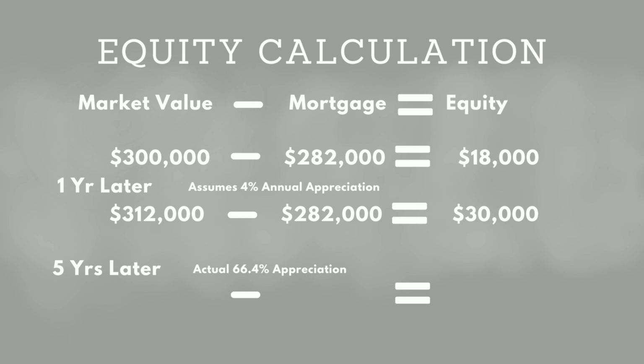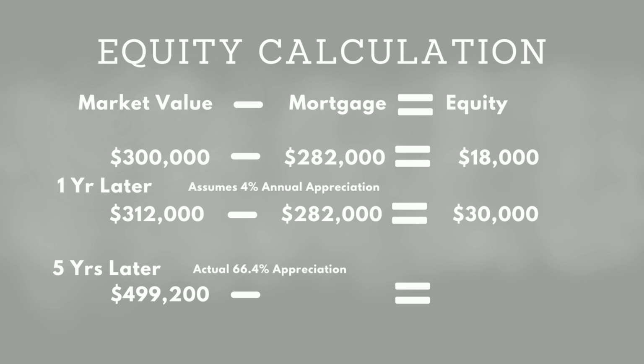5 years ago, you purchased that $300,000 home with that same $282,000 loan with 6% down payment. Let's look at Washington specifically. So you have that initial $18,000 in equity, right? And it bumps up to $30,000 at the end of year 1, right?